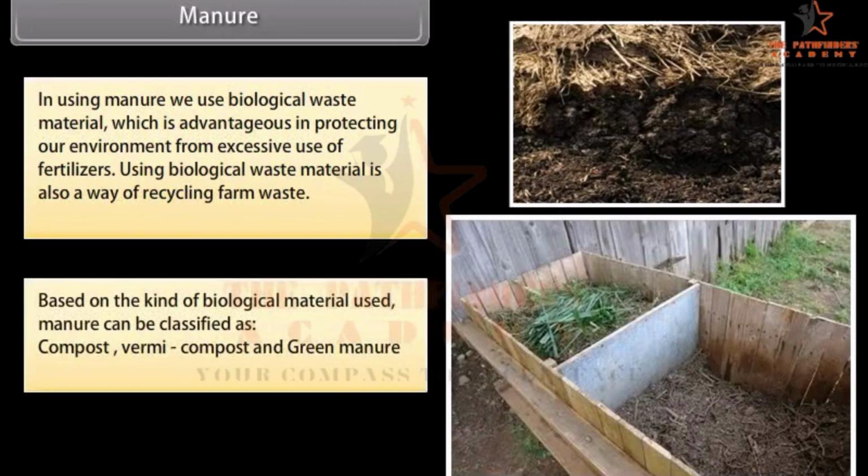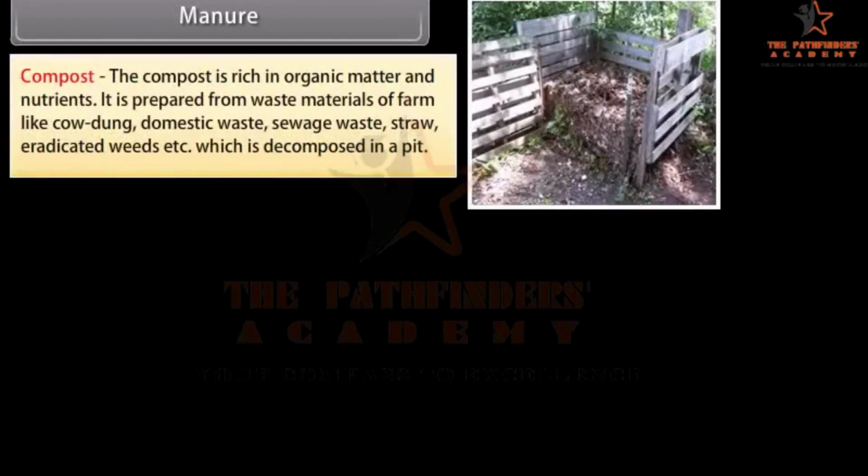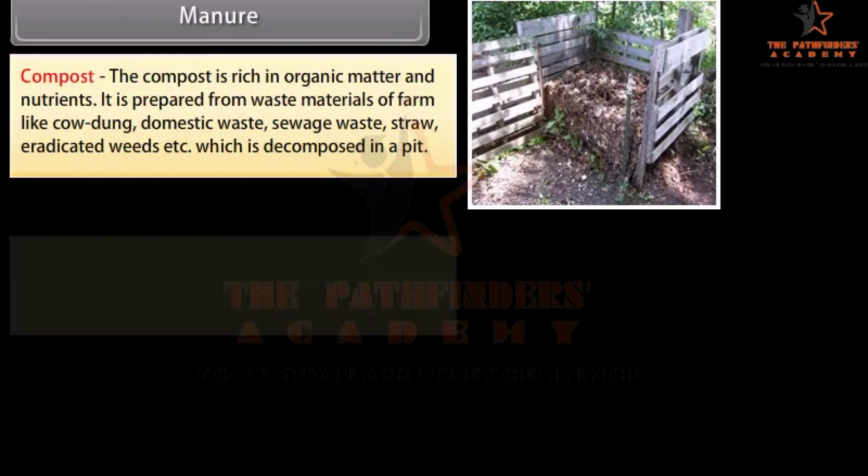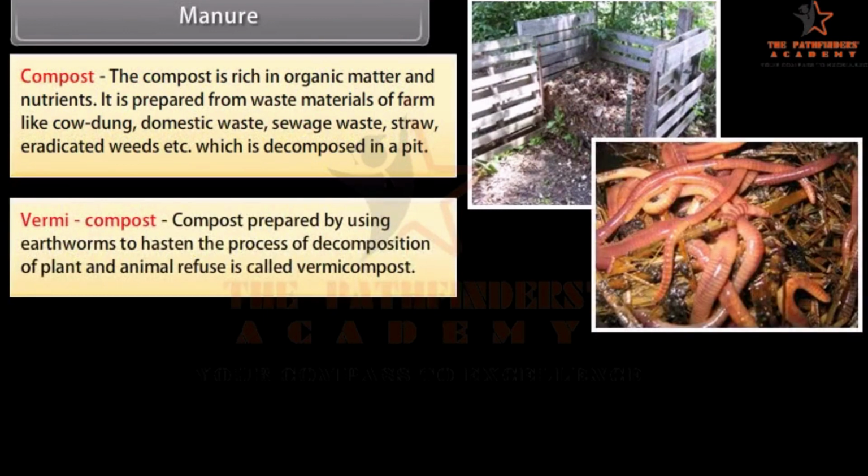Based on the kind of biological material used, manure can be classified as compost, vermicompost, and green manure. Compost. The compost is rich in organic matter and nutrients. It is prepared from waste materials of farm like cow dung, domestic waste, sewage waste, straw, eradicated weeds, etc., which is decomposed in a pit. Vermicompost. Compost prepared by using earthworms to hasten the process of decomposition of plant and animal refuse is called vermicompost.